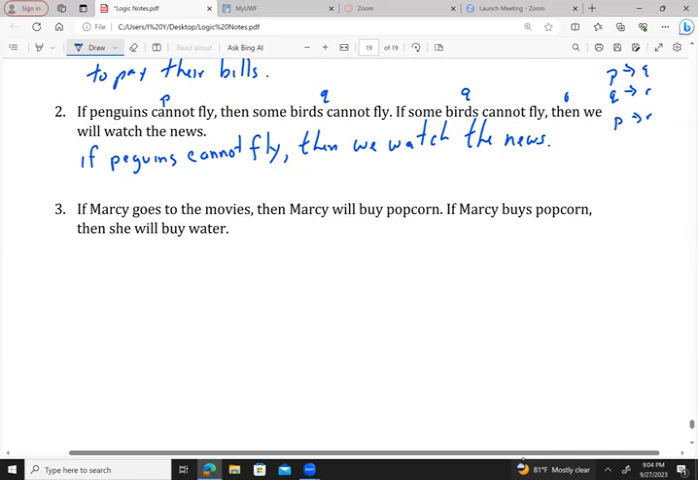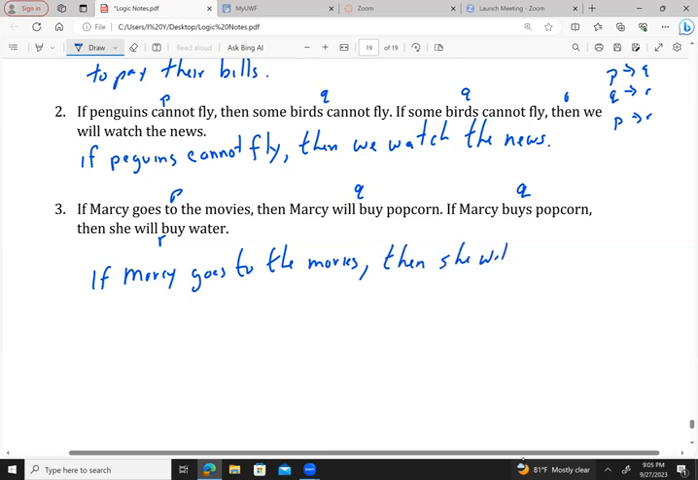Last one. If Marcy goes to the movies, then Marcy will buy popcorn. Q. If Marcy buys popcorn, Q, then she will buy water. R. So again, I'm looking at P. If Marcy goes to the movies, then R. Then she will buy water. And that finishes up this last section.